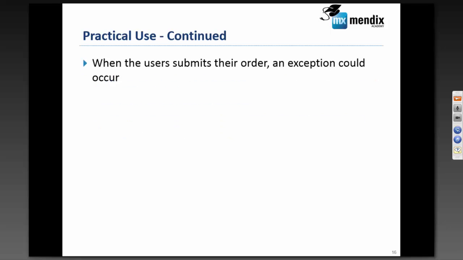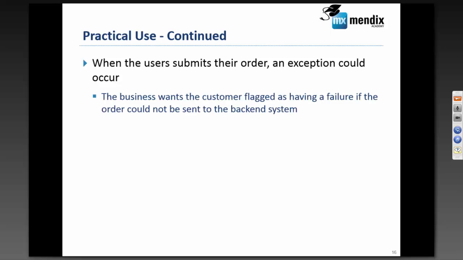Another practical use of these different error handlers is when the user submits their order, an exception could occur, right? So I'm a user, I'm in the system, I want to submit my order, and it bombs out on me for some reason or another. So say in this specific instance, the business has decided that they want the customer to be flagged as having failed orders or cannot send an order so that someone could follow up on it.